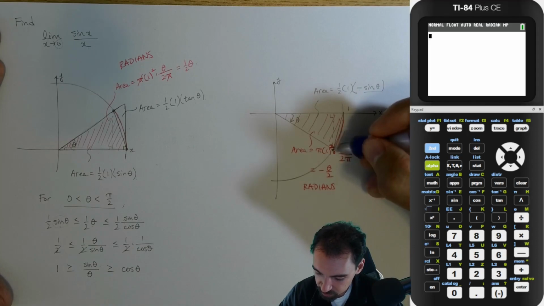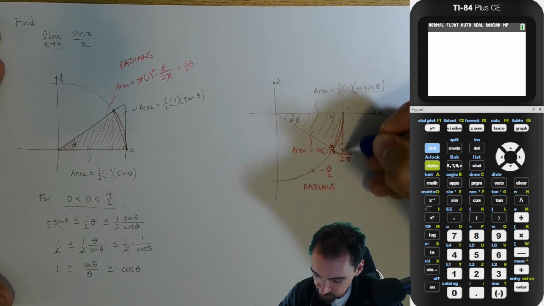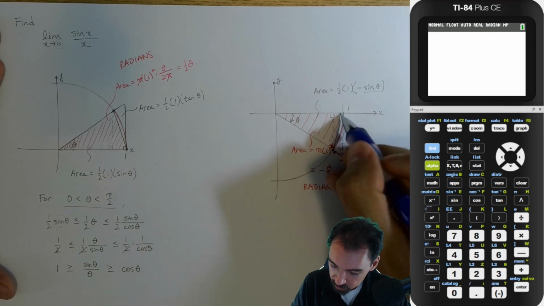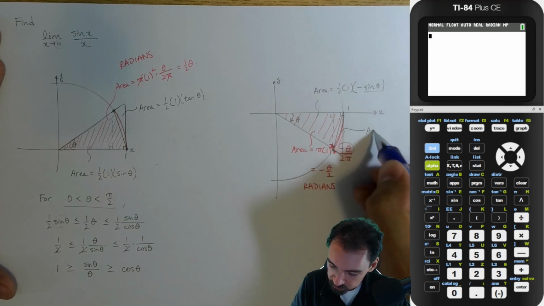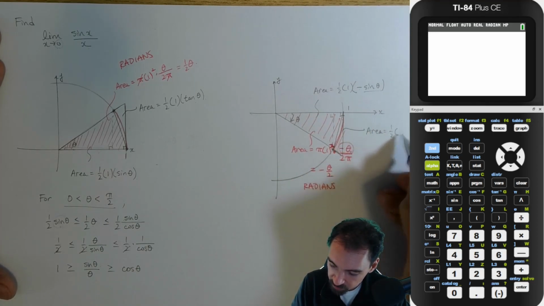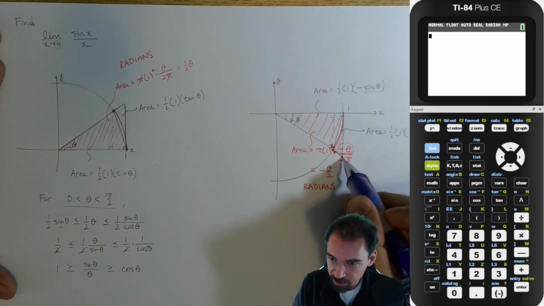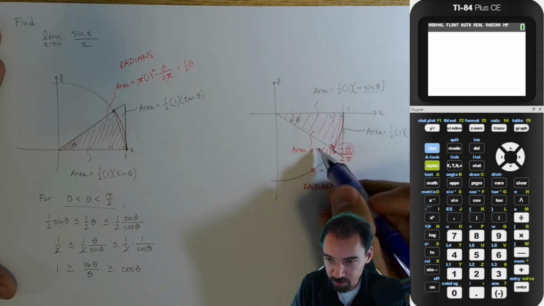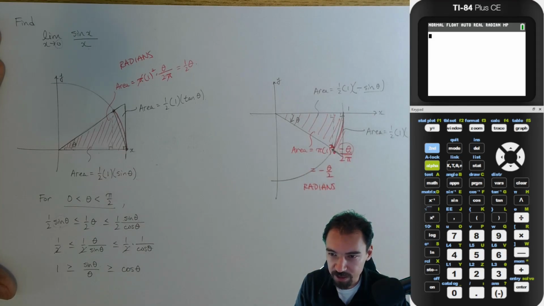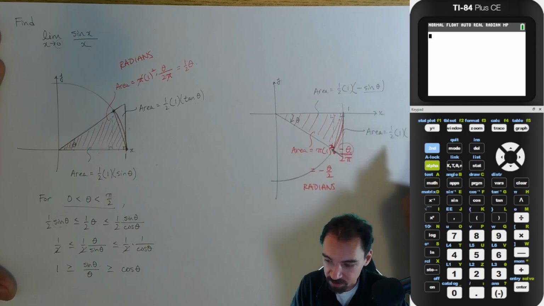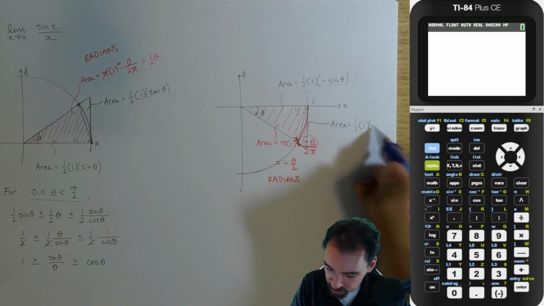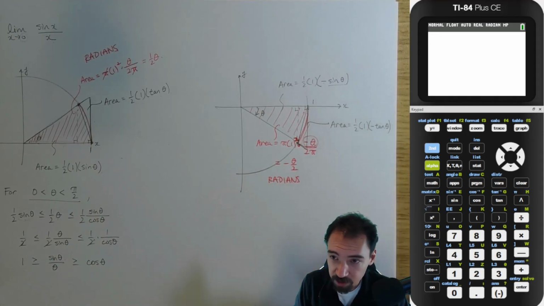Similar logic. Severely regretting the way I drew this picture. Hopefully you'll forgive me. So the area of the bigger triangle is 1/2 times 1 times the vertical here, which is not positive tangent theta, because we know in the fourth quadrant, tangent of theta is negative, because sine of theta is negative, but cosine of theta stays the same. So the way we make the height a positive value is we just go negative tangent theta here.